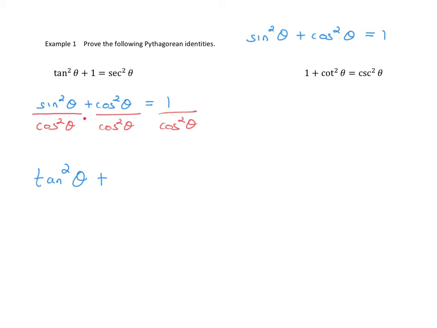Okay, so this next piece here, we have cosine squared over cosine squared. When you divide the same thing in the top and the bottom like this, it's going to equal 1. So that's where this 1 comes from.